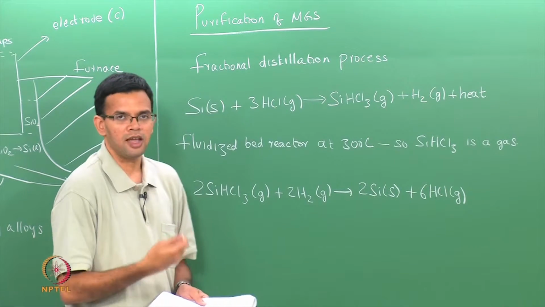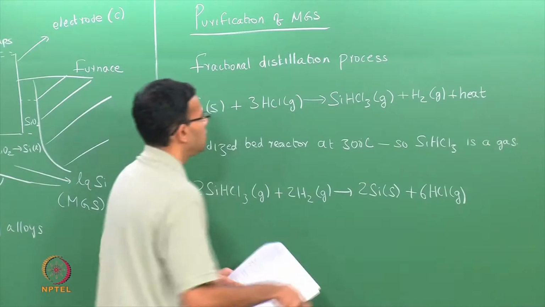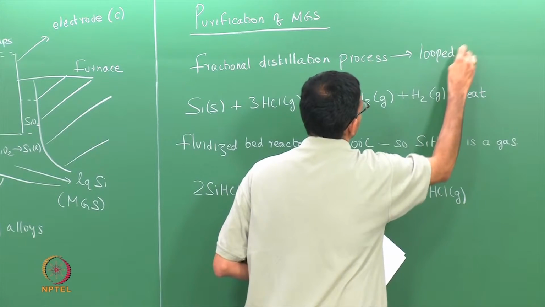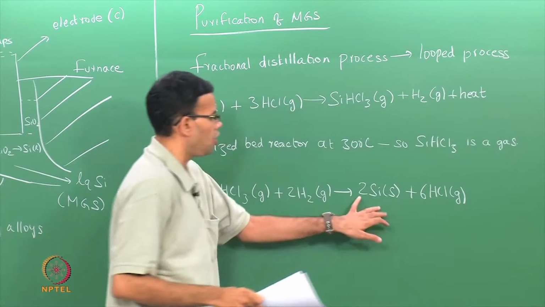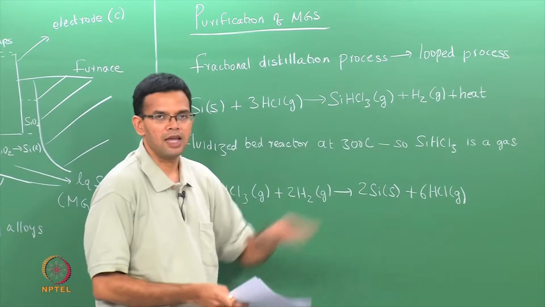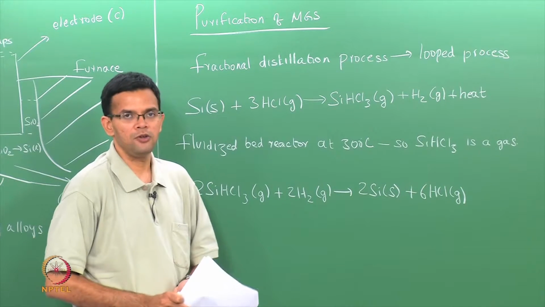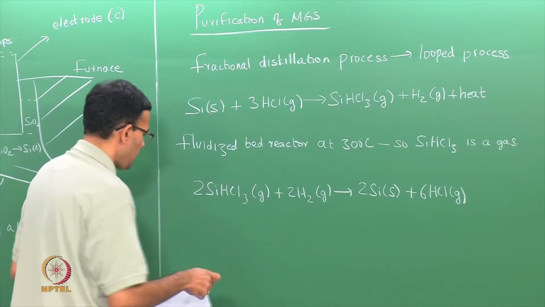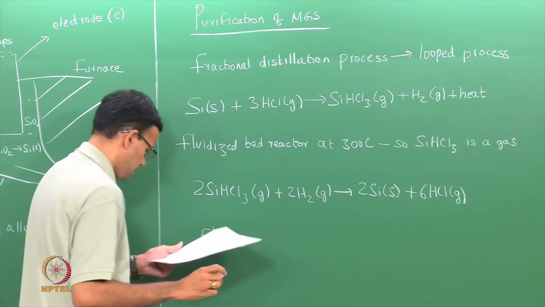So, this process can be repeated in order to increase the purity of the silicon that is obtained. So, we can say this is a looped process. The silicon solid that is obtained can further react with HCl to give SiHCl3, which are further distilled and so on in order to reduce the amount of impurities and give you your final silicon. This silicon that is obtained is called electronic grade silicon.